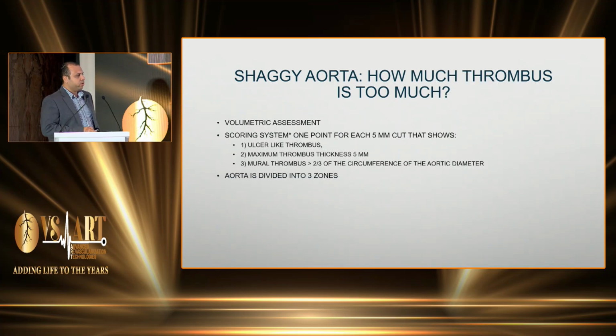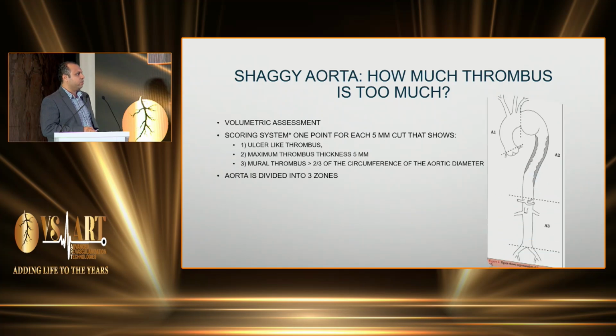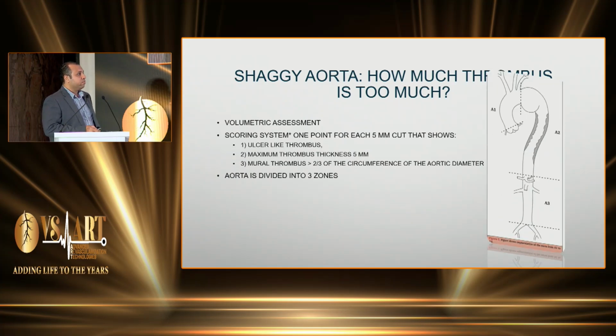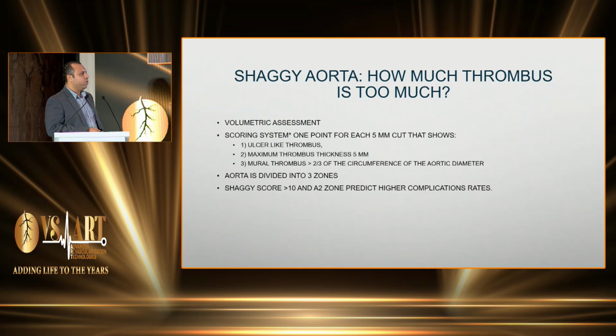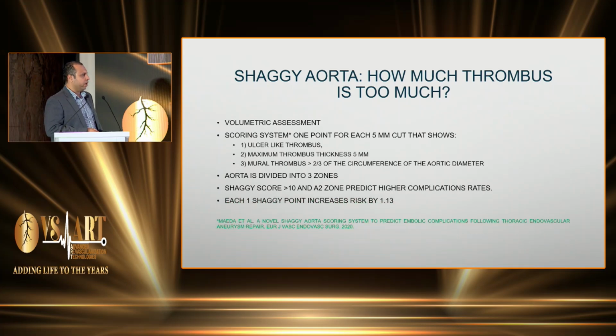The aorta itself is divided into three zones. Zone A1 to the subclavian, A2 the descending thoracic aorta, and A3 the abdominal one. If you have a Shaggy score of over 10, then you know you're going to have a bad outcome and a high risk of embolization. Also, if it's more concentrated in zone A2, then you have a worse outcome as well. Each 1 Shaggy point increases the risk of atheroembolization by 1.13.